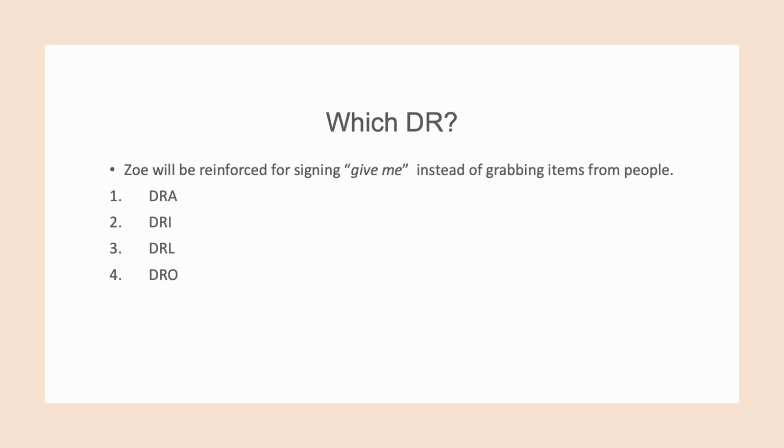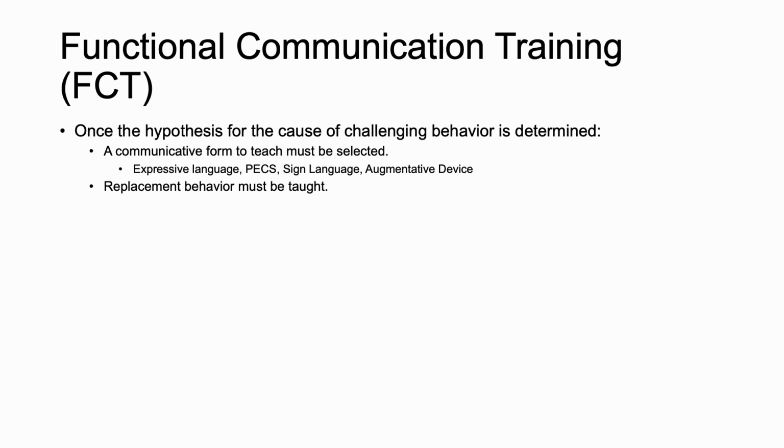Okay, so now I have some quick questions to just check your knowledge. Which differential reinforcement is described here? Zoe's behavior will be reinforced for signing "give me" instead of grabbing items from people. Is it DRA, DRI, DRL, or DRO? Okay, so in that example, the correct answer was differential reinforcement of alternative behavior, because the appropriate communication response of "give me" was taught in place of the maladaptive behavior.